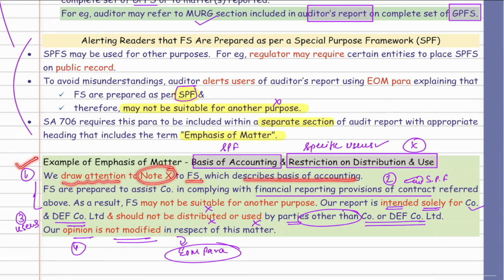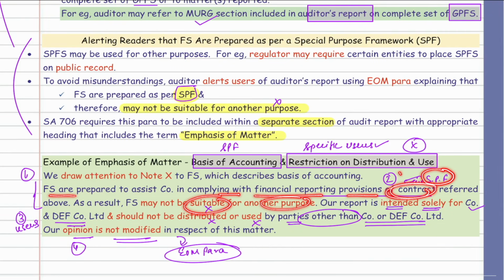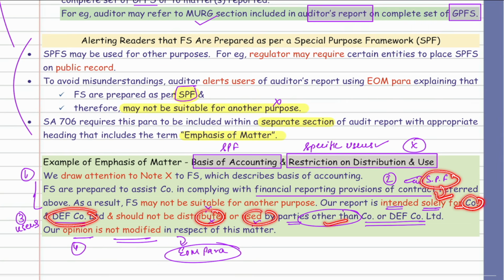Got it. Then, sir, basis of accounting means special purpose framework. So the second thing that you refer is financial statements are prepared as per financial reporting provisions of contract. That is special purpose framework. So not suitable for any other purpose. Second point done. Third thing, because it is special purpose framework, it is only for specific users like company and the other company. So it should not be distributed or used by any other party. And fourth thing in the emphasis of matter para is our opinion is not modified.